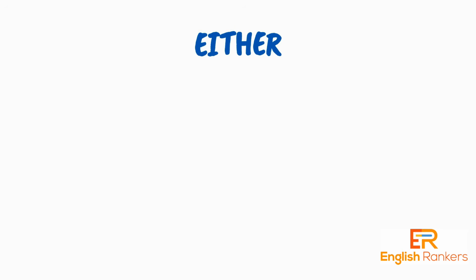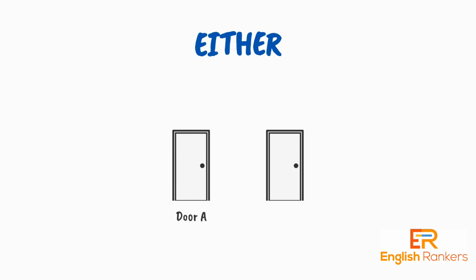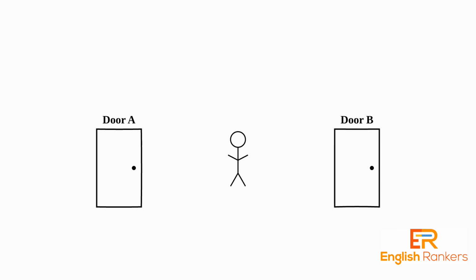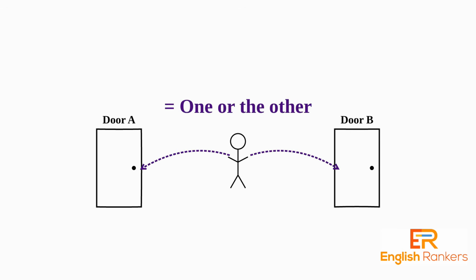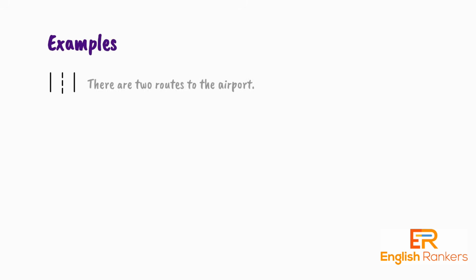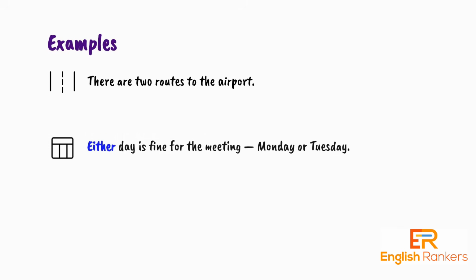Either. Now things change a little. Either is not about a whole group. It is specifically about two things. Only two. It means one or the other. Only two options. You can sit on either side of the table. Either option works for me. There are two routes to the airport. You can take either one. Either day is fine for the meeting, Monday or Tuesday.